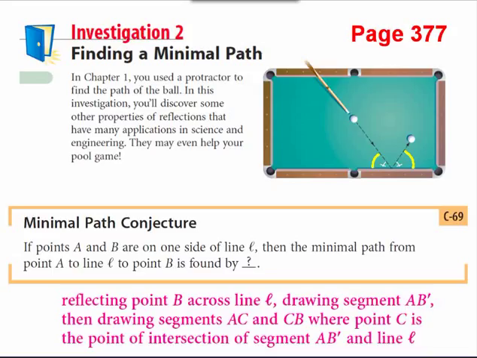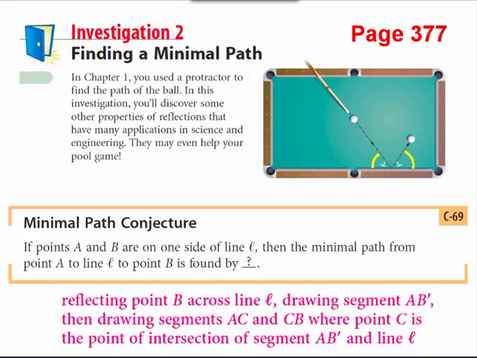So now what we're going to do is find the minimal path from A to B. We're going to find that shortest distance. So step 1 from the conjecture says reflect point B across line L. So take your patty paper, fold on that reflection line, and then trace the new point B. We're going to call that B prime.